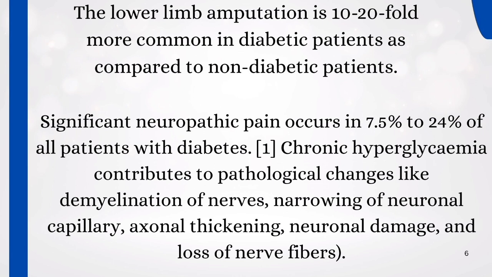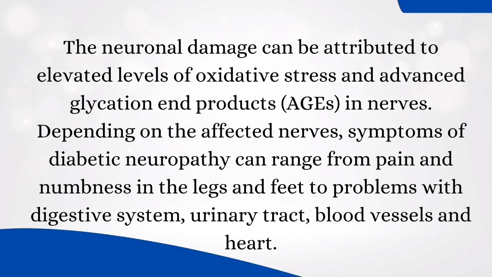Chronic hyperglycemia contributes to the pathological changes like demyelination of nerves, narrowing of neural capillaries, axonal thickening, neural damage, and loss of nerve fibers. The nerve damage can be contributed to the elevated levels of oxidative stress and advanced glycation end products in the nerves. Depending on the affected nerves, symptoms of diabetic neuropathy can range from the pain and numbness in the legs and feet to the problems in the digestive system, urinary tract, blood vessels, and heart.